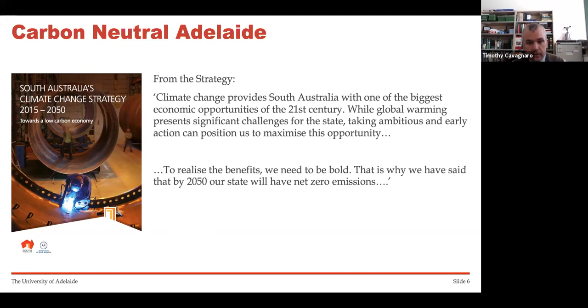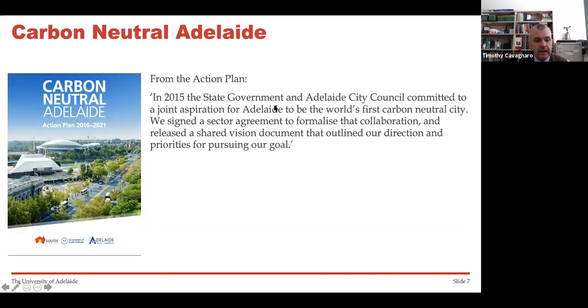If we then look at Carbon Neutral Adelaide, there's a Carbon Neutral Adelaide Action Plan 2016 to 2021. And directly from this report, it's saying in 2015, the state government and Adelaide City Council committed to a joint aspiration for Adelaide to be the world's first carbon neutral city. And so I think that's a fantastic goal and one that we should be very proud of. It then goes on to say we signed a sector agreement to formalise that collaboration and released a shared vision document that outlined our direction and priorities for pursuing our goal. And it was really that action plan that led to the work on trying to answer the question, how do we achieve a carbon neutral Adelaide?